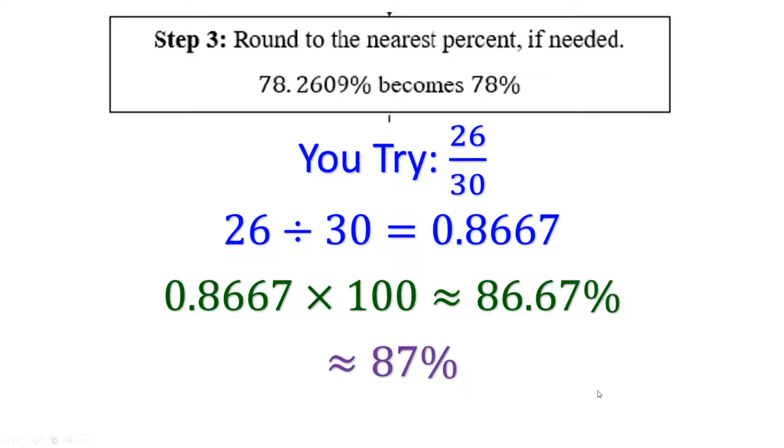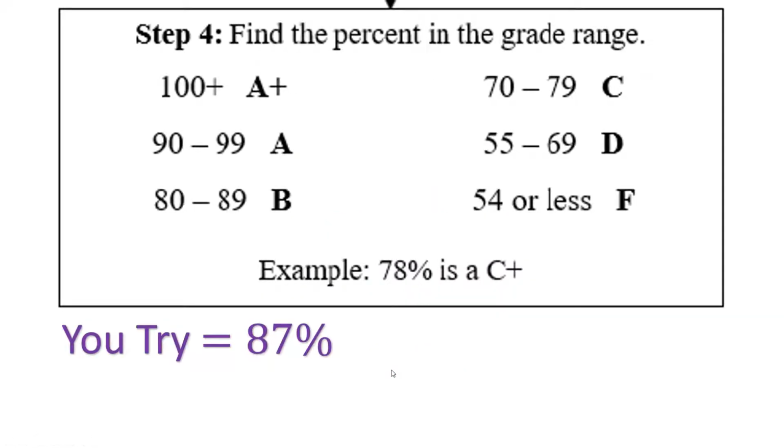Well, in this case, we look at the whole number here. We go to the right. 6 is greater than 5. Therefore, we round this up to a 7. So it becomes 87%. And then the last step is find the percent in the grade range.